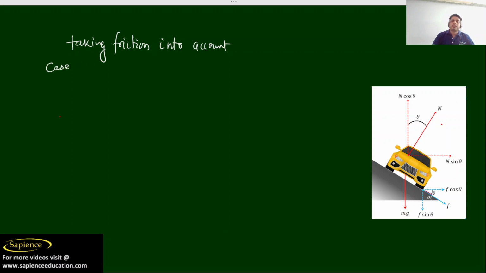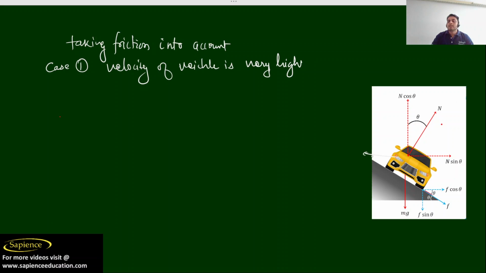Case 1: the velocity of the vehicle is very high. If it is very high, what will happen? It will try to skid, so the friction force will act downward.